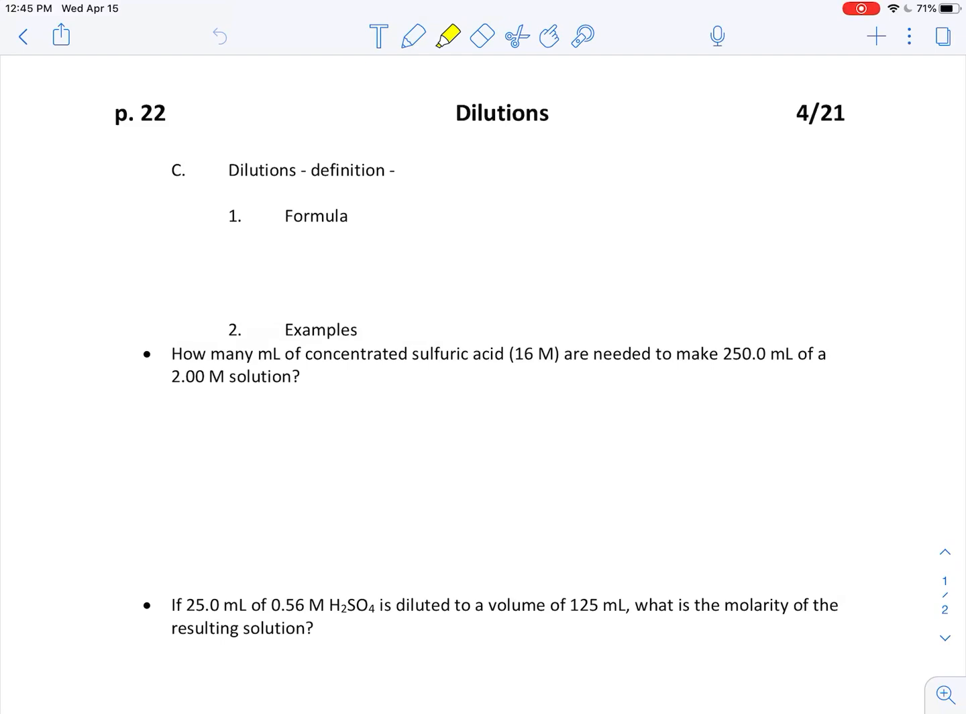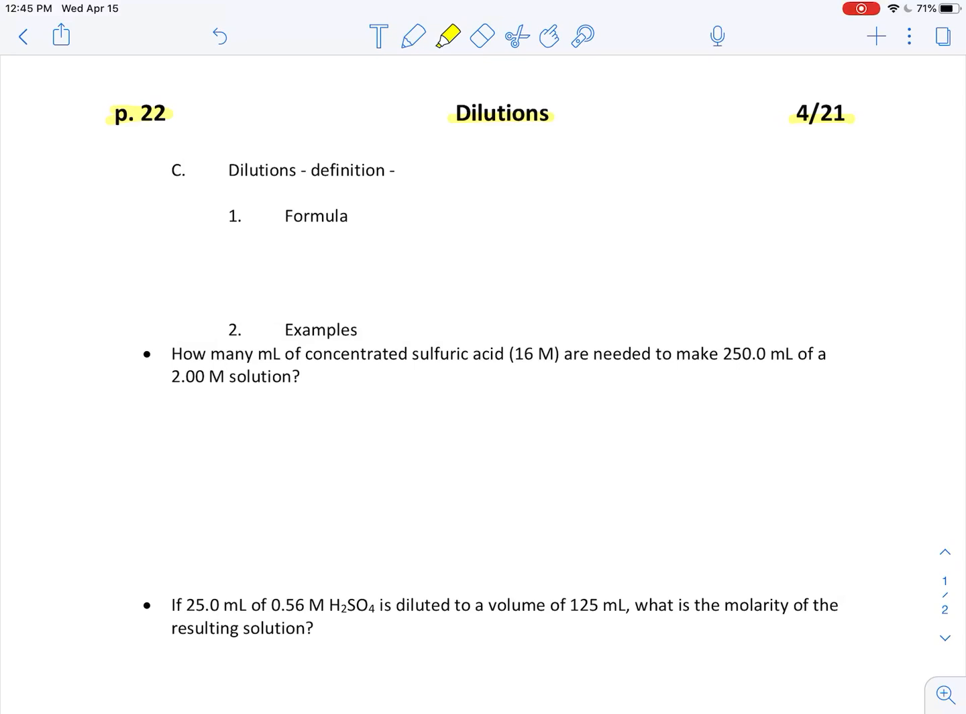Today we are talking about dilutions. So this continues our discussion of molarity and solutions. This should be a really simple, straightforward, and quick set of notes. So let's jump right in. Today's date is 4/21. Dilutions, page 22.